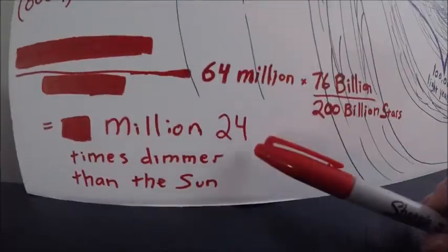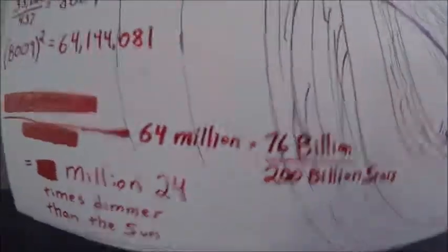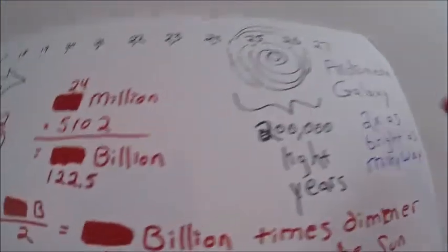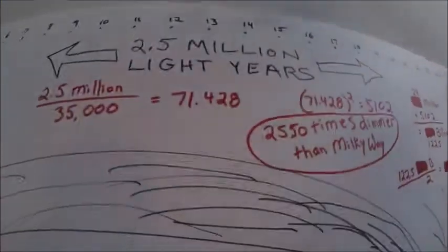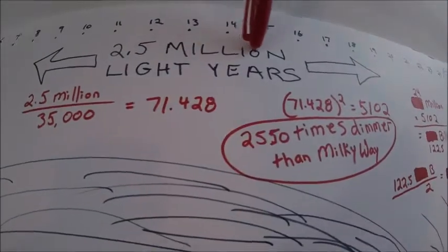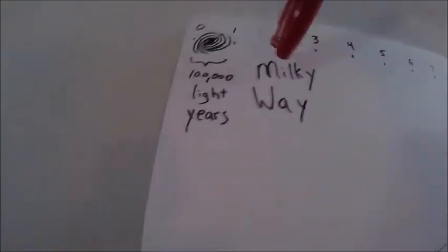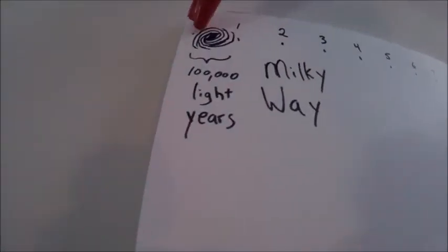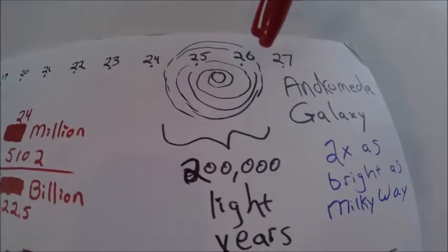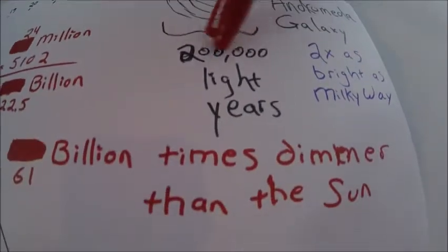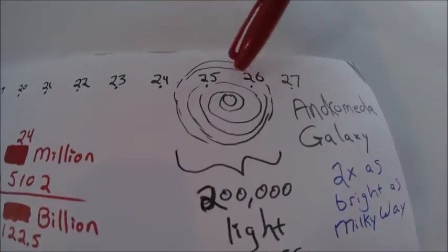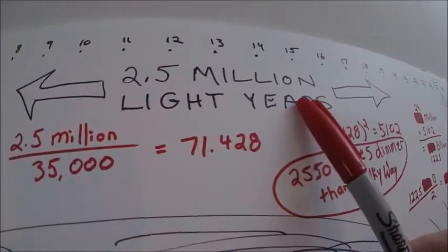Now how about the next galaxy? Well, the next galaxy is the one I showed you, Andromeda. The Andromeda galaxy is 2.5 million light years away. Here's the Milky Way. It's 100,000 light years across. That's an inch. 25 inches later, we have the Andromeda galaxy. It's 200,000 light years across, or 2 inches. It's 2.5 million light years away.